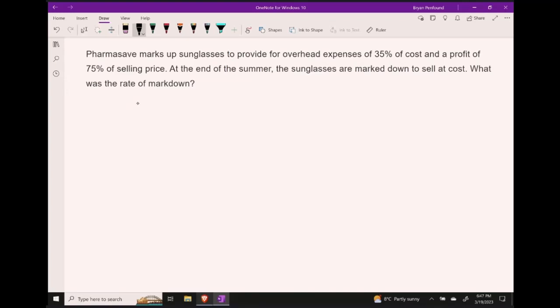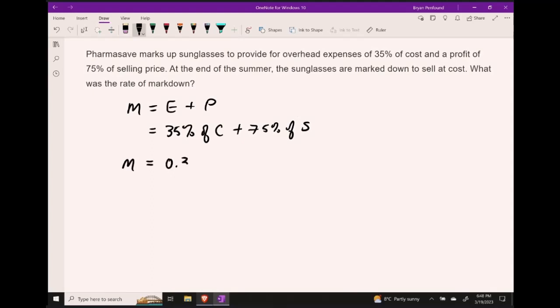All that we know is a little bit of information about the markup. Remember that markup should account for our overhead expenses plus profit. So in this case, we know that expenses are going to be 35% of cost, and we know that profit's going to be 75% of the selling price. So we should be able to write out that our markup is 0.35 times the cost price plus 0.75 times the selling price.